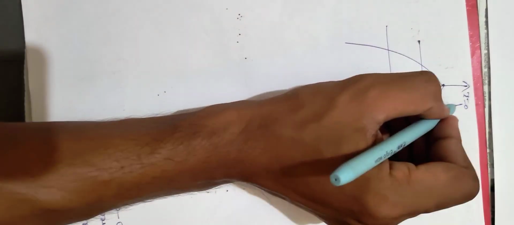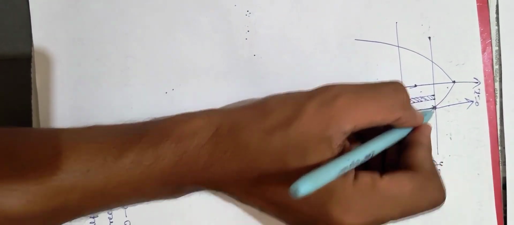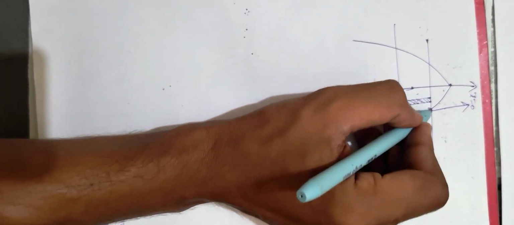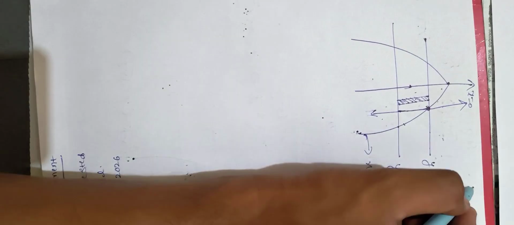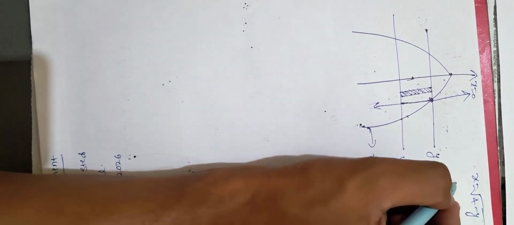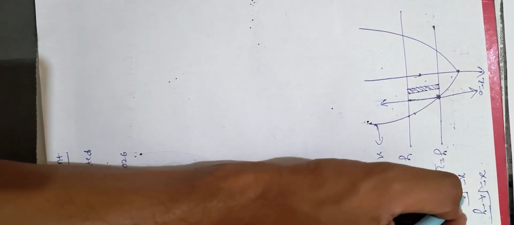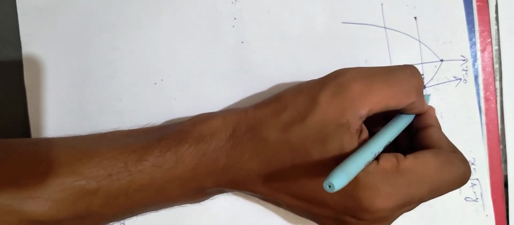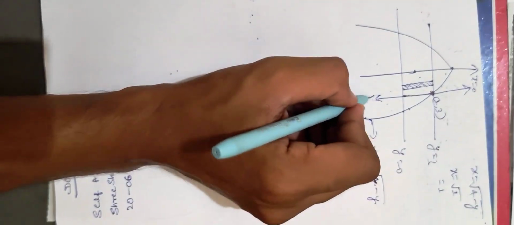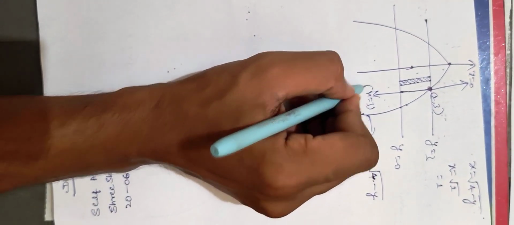So this is x equals 0. What is the point of intersection here? This line is y equals 3, and we have x equals under root 4 minus y. So y equals 3, so x becomes under root 4 minus 3, that is 1. So this point is 1 comma 3. This is the line x equals 3.